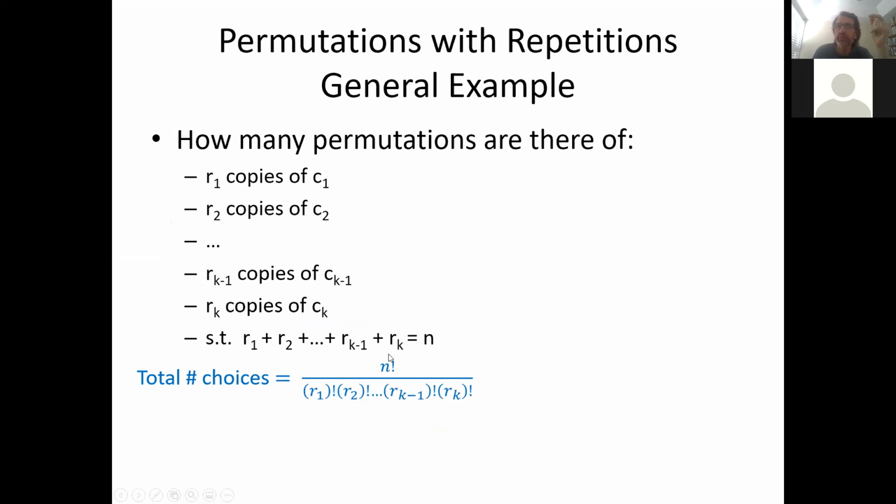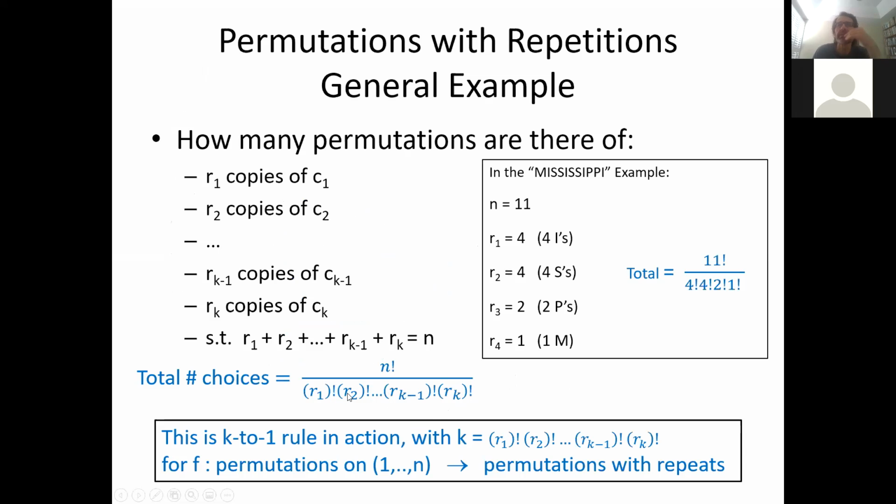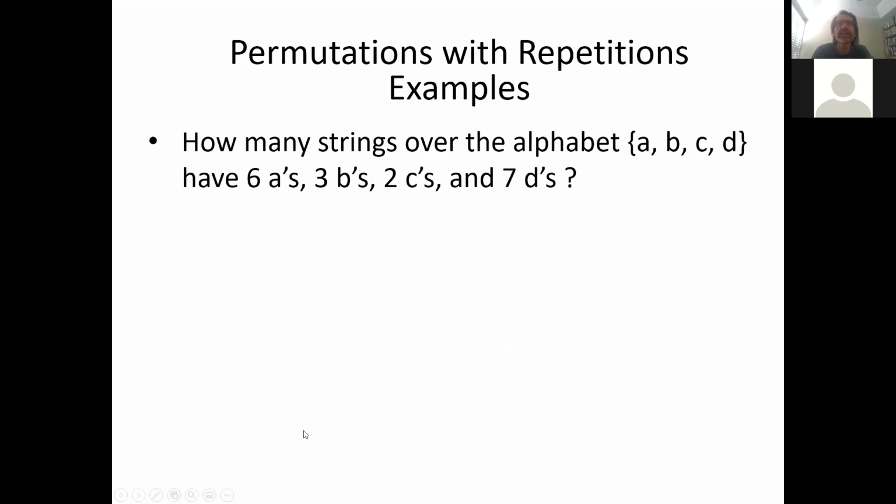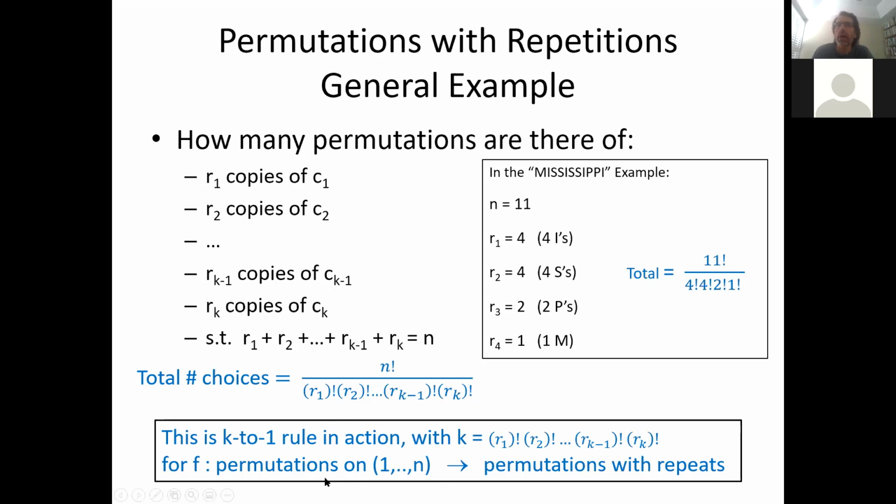There is another way to see that this has to be the case. I have a Mississippi example exactly here, as on the previous page. It is a case of this where my multiplicities are 4, 4, 2, and 1, and so this becomes this. But it is also a case of a K-to-1 rule. That's another way to convince yourself that this has to be the total number of choices here, because here is how to see this as a case of a K-to-1 rule. The K here is this expression.